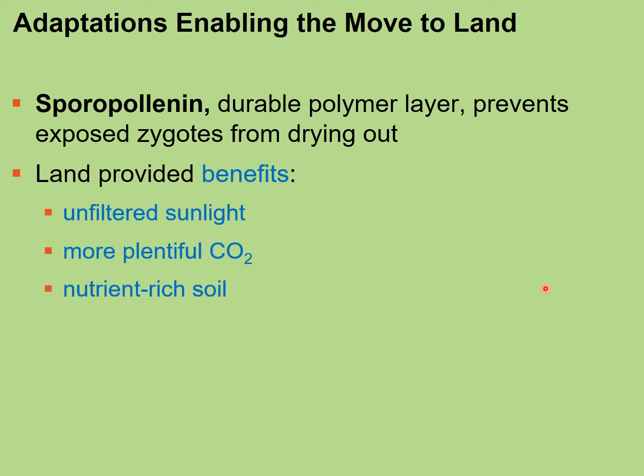Now, land provided several benefits, and then of course there are drawbacks. Like I said, on land it's drier, because there's no water. Well, they're not living in water. Land provided unfiltered sunlight. So think about it. The plants or the algae that are underwater, the water kind of filters out some of the sunlight. It's not really direct sunlight. Well, on land, there's direct sunlight. So, of course, that's going to contribute to more efficient photosynthesis processes.